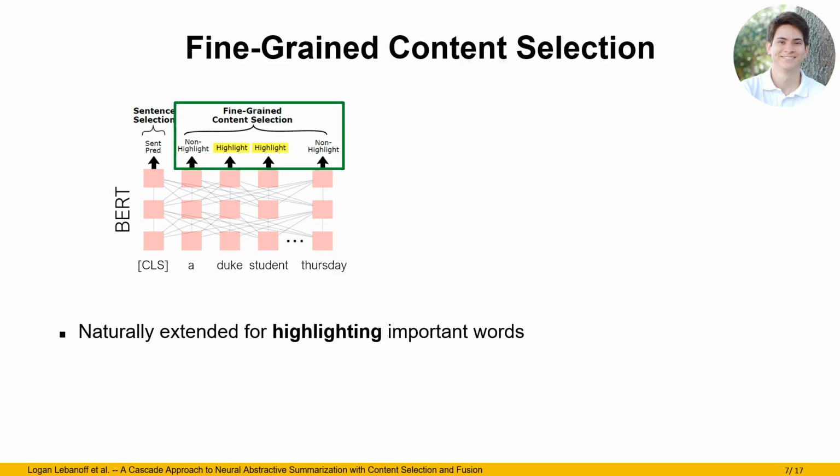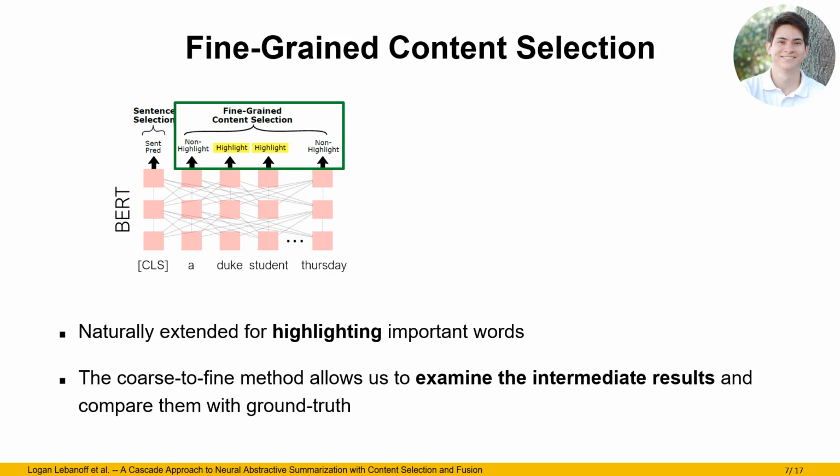We extend this content selection model with fine-grained content selection. So this model creates a classification layer on top of each token, which will predict whether this token should be highlighted or not highlighted. And if it's highlighted, this represents that the token is important. This coarse-to-fine method allows us to examine the intermediate results and compare them with the ground truth.